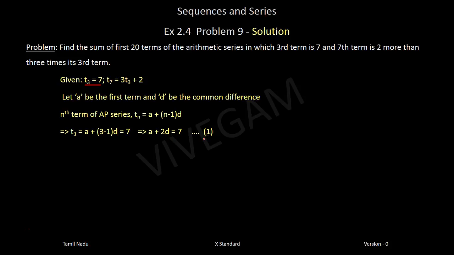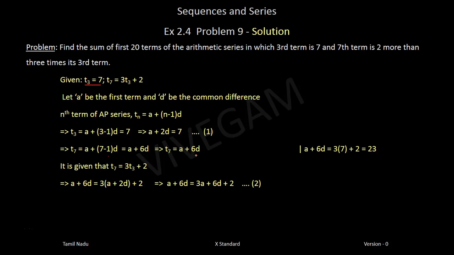Now similarly find T7. What is T7 as per this formula? A plus n minus 1, n is 7 here, so 7 minus 1 into d. So a plus 6d is T7. But they have told T7 is 3 times T3 plus 2. Use that information here. So what is T7? T7 is a plus 6d.